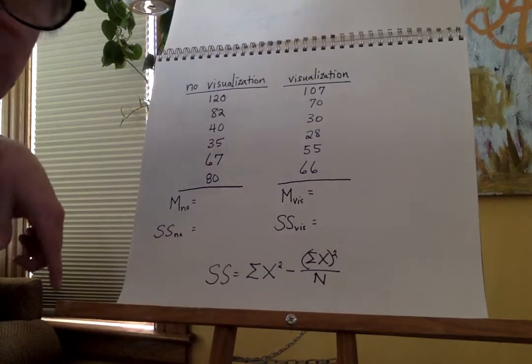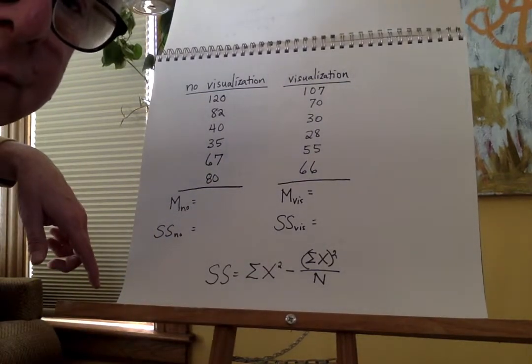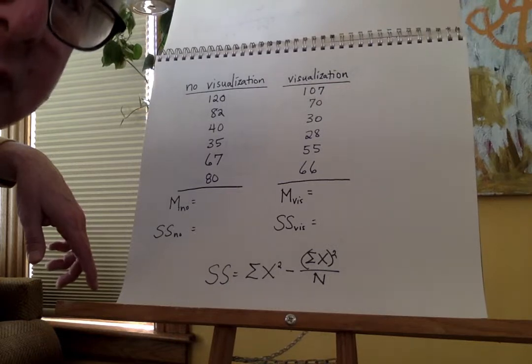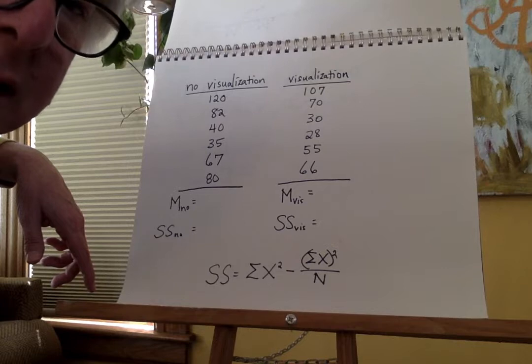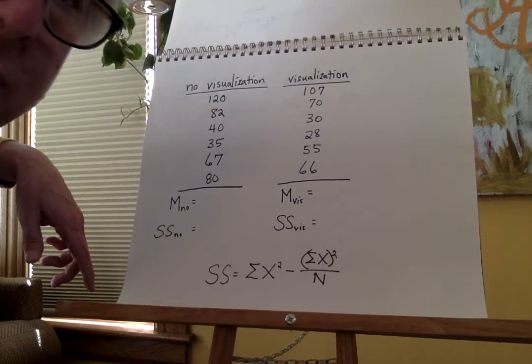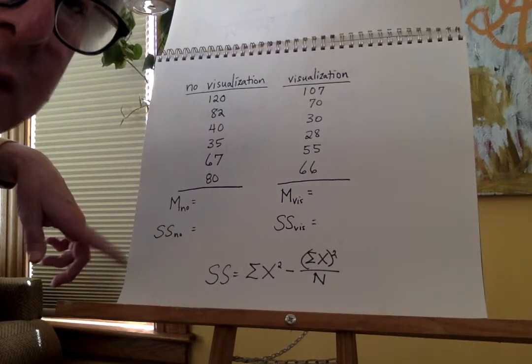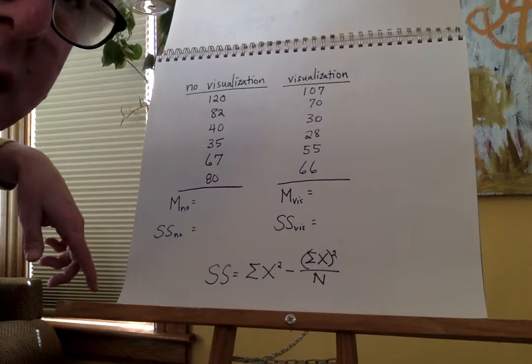So we're going to get the sum of squares for each group. We'll get the mean for each group. The sum of squares is going to take you a couple minutes. And so what I would do right now is pause the video and do the computations.